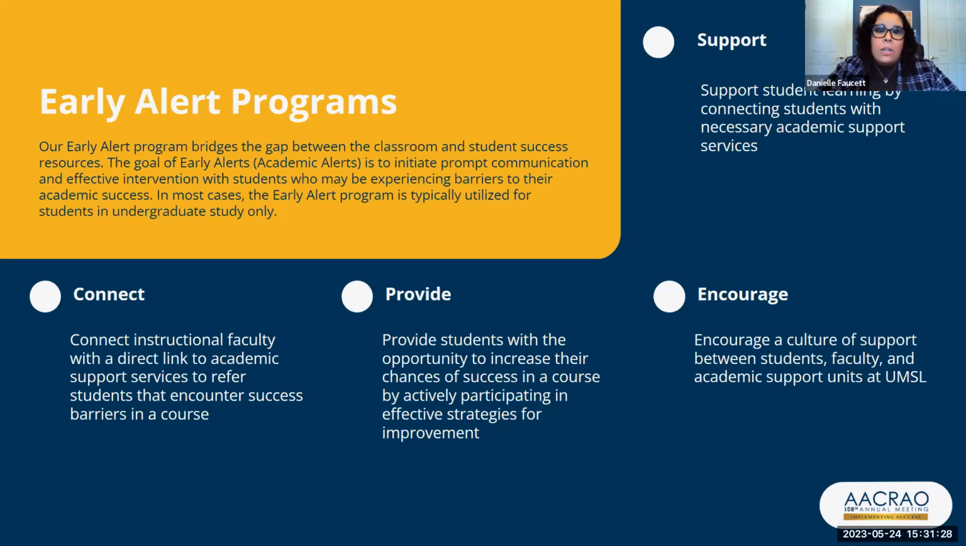In most cases, the early alert program is typically utilized for students in undergraduate study only here at UMSL. The Division of Student Academic Support Services, also known as SAS, has 3 offices that typically work with academic alerts. These are the Office of Multicultural Student Services, the Office of Student Enrichment and Achievement, and TRIO Student Support Services. Through this proactive program, early alerts aim to connect instructional faculty with a direct link to academic support services to refer students that encounter success barriers in their course.